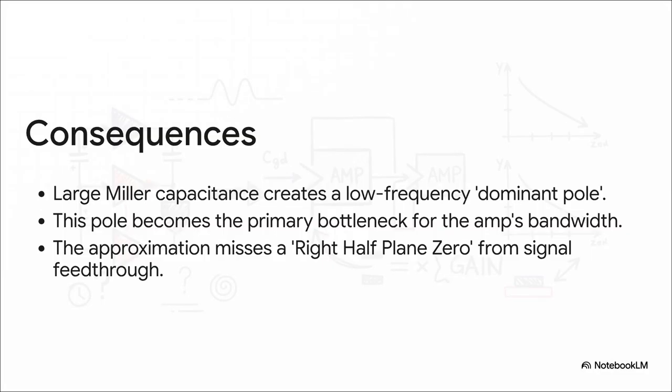This massive new input capacitance creates what engineers call a dominant pole, a speed bump so large that it becomes the main bottleneck for the entire amplifier. It basically single-handedly sets the speed limit for the whole circuit. Now, what's interesting is at super high frequencies, the signal can actually leak directly through that tiny capacitor, causing other weird effects. But for us, that dominant pole is problem number one.